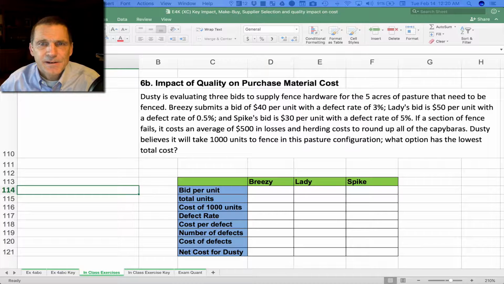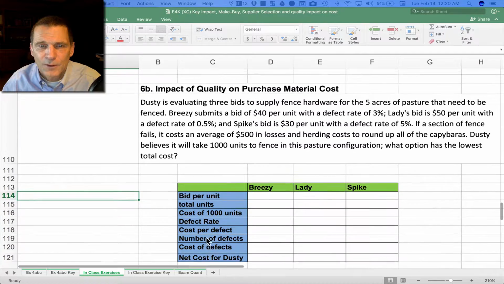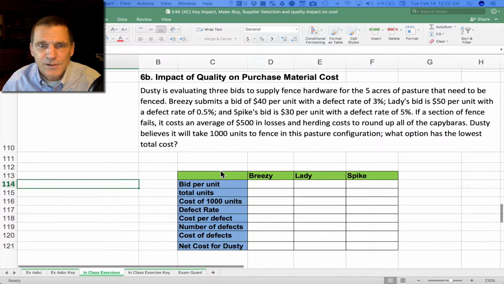So this is still the chapter on supply management, and this is not in the Excel extra credit, but we're going to do it in Excel anyway. It's a practice problem for the exam, and it's basically the impact of quality on our purchased material cost. And what we need to do is fish out of this problem the relevant information. I've already built a little table down here that would help you, but you need to be able to do this in an exam. So let's talk about it.